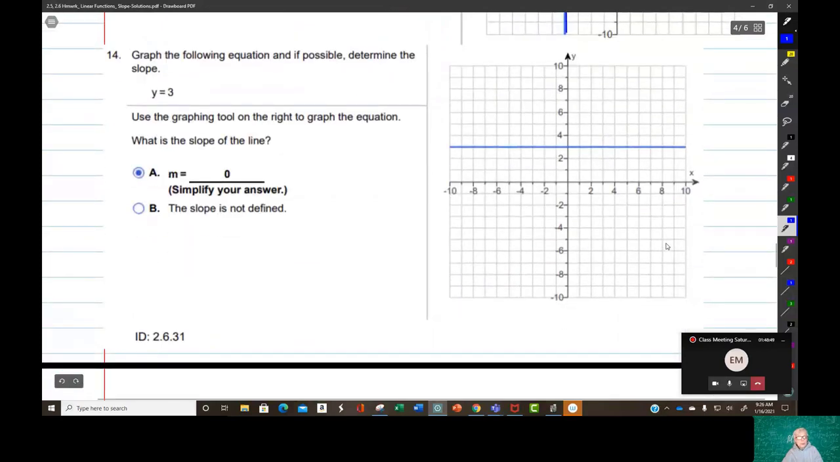Now, y equals 3. Only one letter. We use the same method for graphing. Make an x and a y chart. You need two points. Y is being held at 3. There is no x here, so you can just make x any old number you want to. But y has got to be 3.